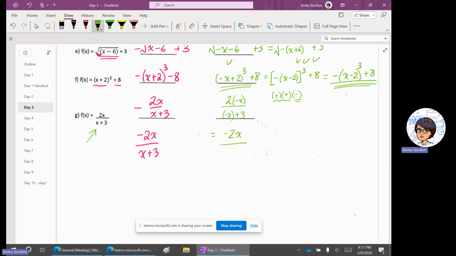This is negative 2x. I'm going to factor a negative out of that bottom there because I want x to have a coefficient of positive 1. There we go. Now here, one term in the top, one term in the bottom. They're both negative. So this actually simplifies to 2x over x minus 3. Again, all of these are correct. This is better.